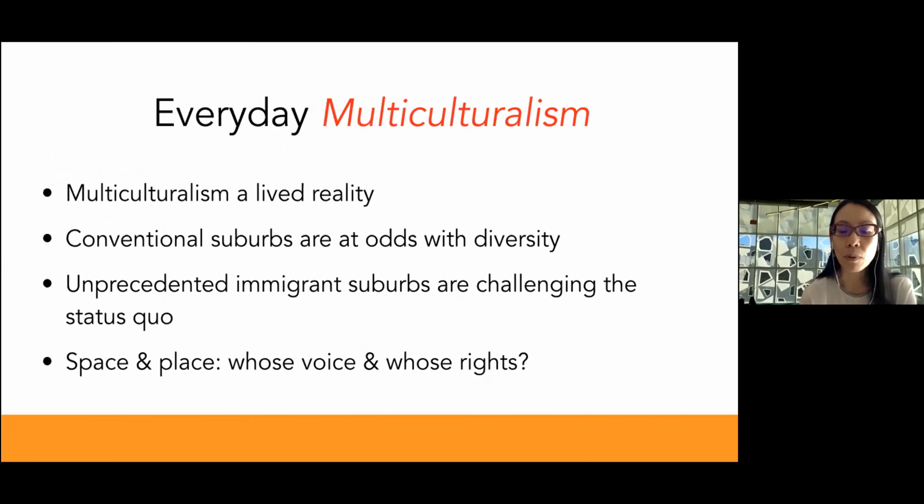Multiculturalism is not only a political philosophy or policy, but also a lived reality. What has remained challenging, however, is how to best understand immigrants' integration processes and lived experiences in cities and neighborhoods, especially in the emerging immigrant suburbs. Conventional suburbs are intentionally designed to be homogeneous and at odds with diversity. The emerging ethnic landscapes are challenging the status quo.